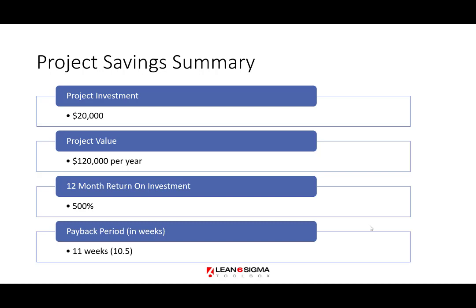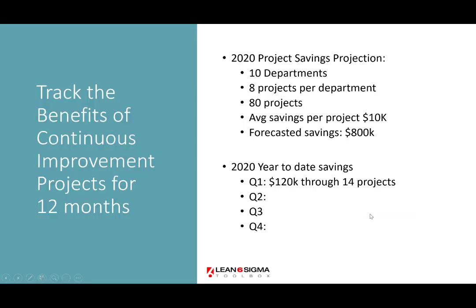But at the end of the day, if you're saving $120,000 a year and you didn't spend more than that to get there, then you're doing great things for the company. Which brings me to my last point. If you're going to have a program across your entire company where you're doing multiple projects and multiple departments, you're going to want to have a way to track that and have a methodology for that.